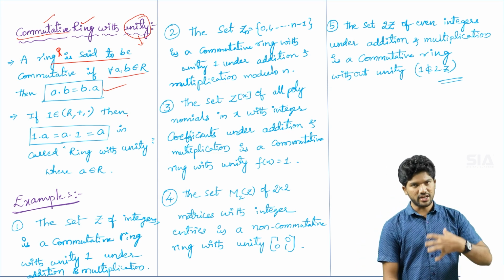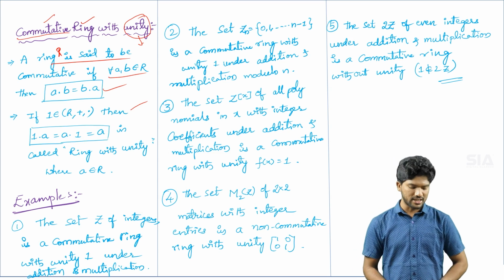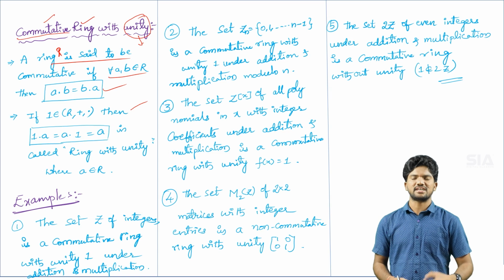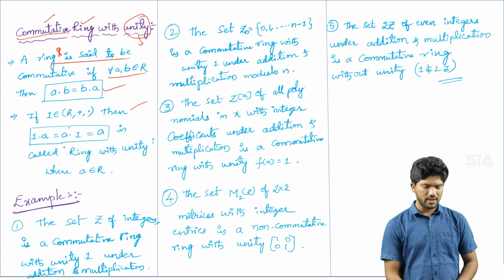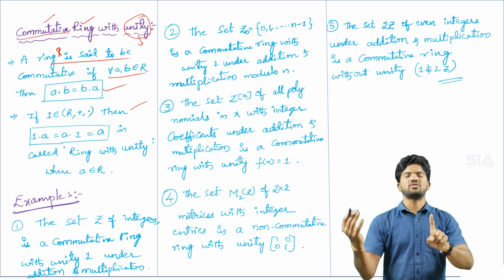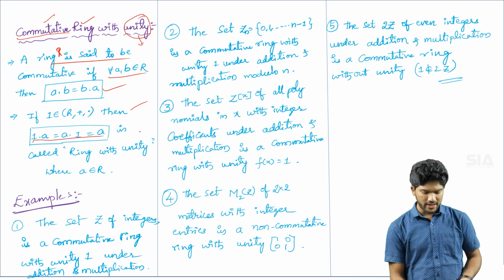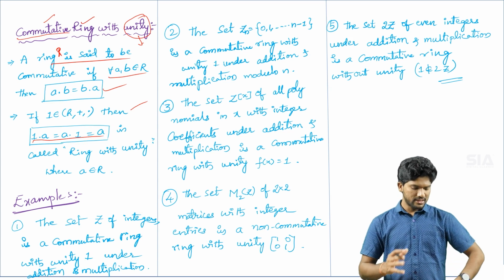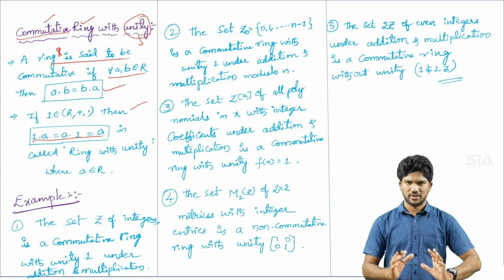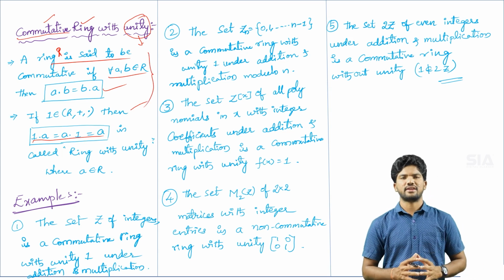And next, ring with unity. If 1 belongs to that ring, then 1 into a is equal to a into 1 is equal to a. In place of b here, we are substituting 1. That 1 is the fixed element, and if you take any other element in place of a, then 1 into a is equal to a into 1 is equal to a. Then that ring is called a ring with unity, or commutative ring with unity. For definition purposes in the examination, these two definitions are very, very important.